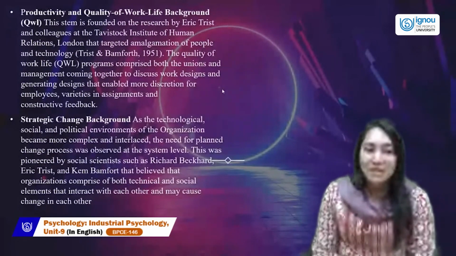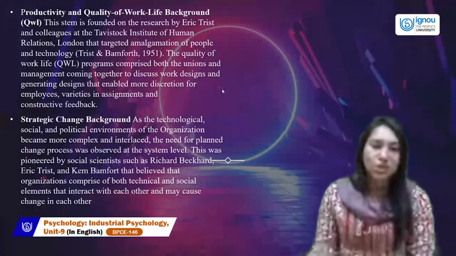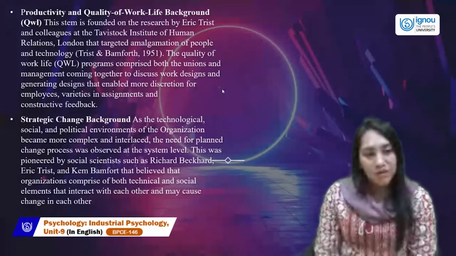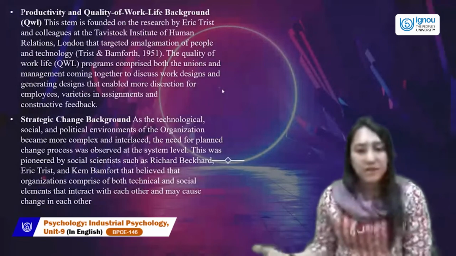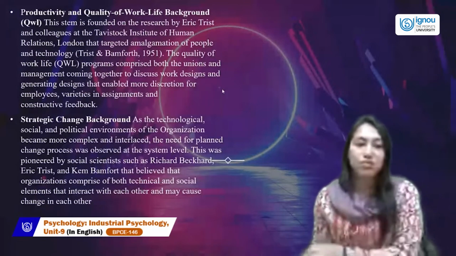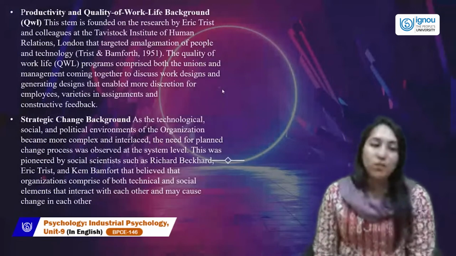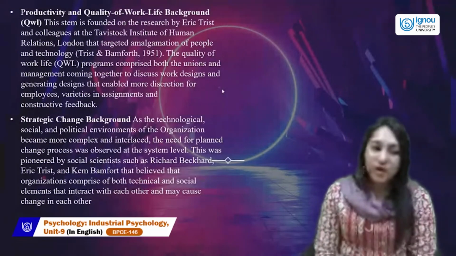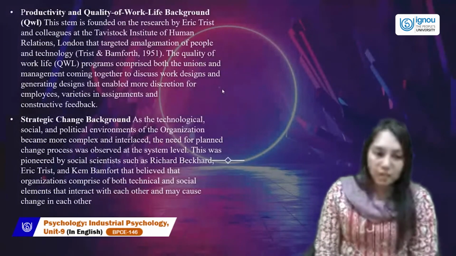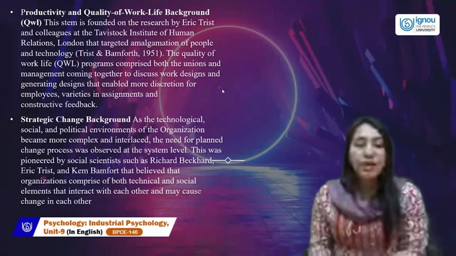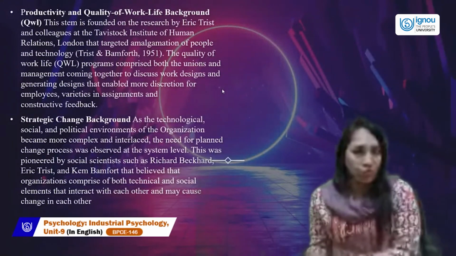And the last is strategic change background. As the technological, social, political environment of the organization becomes very complex and interlaced, the need of planned change processes was observed at the system level. This was pioneered by social scientists Richard Beckhard, Eric Trist, and Kim Bamford, who believed that the organization comprises of both technical and social elements also.